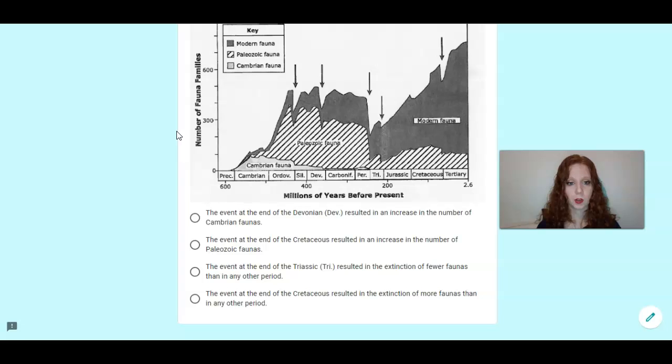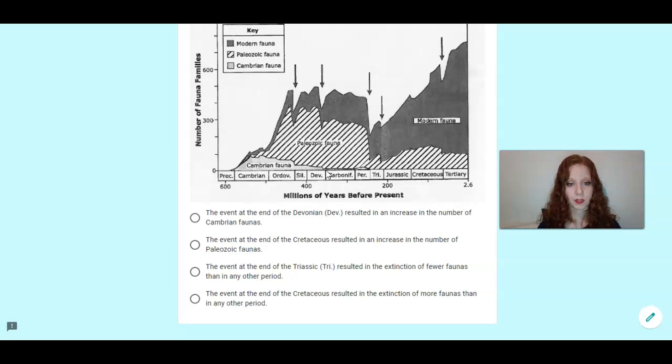I always tell people to check out the keys and the labels of the axes on their graphs before anything ever gets started. Answer choice 1, the end of the Devonian resulted in an increase in the number of Cambrian faunus. So end of the Devonian, which is right here, we are looking at an increase in Cambrian faunus. Yeah, no. Here's the high point of Cambrian, and we're starting to get to a very low point here, so not looking too good for that answer choice.